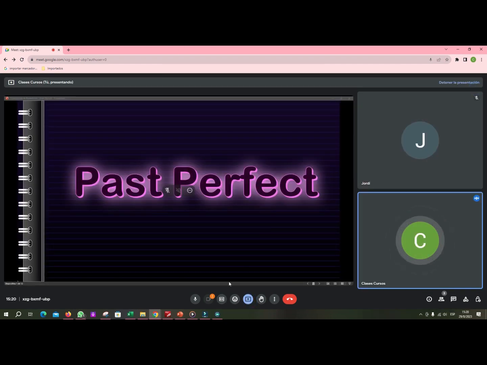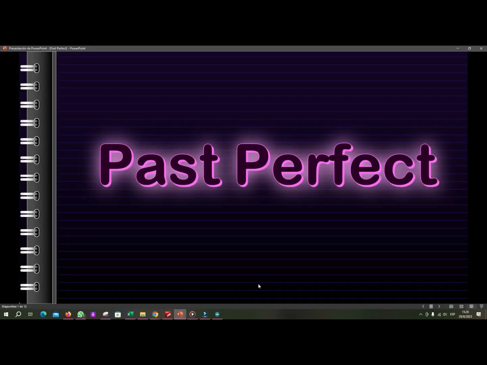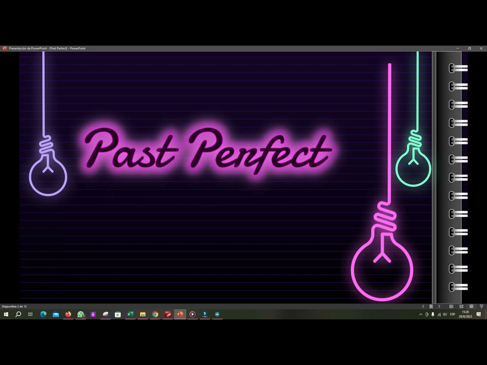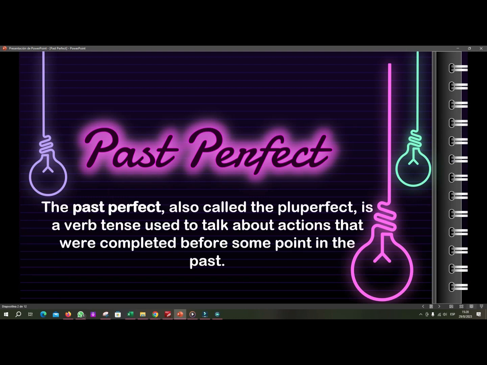Let's start with these. It says past perfect. The past perfect, also called the pluperfect, is a verb tense used to talk about actions that were completed before some point in the past, right? So, in the past perfect, that is an action that was completed before some point in the past. So that is the finished action, right?